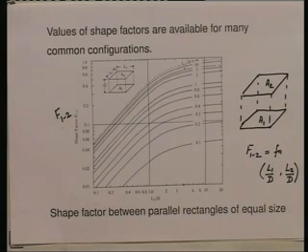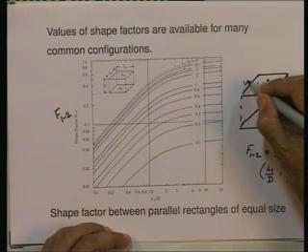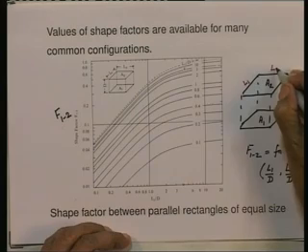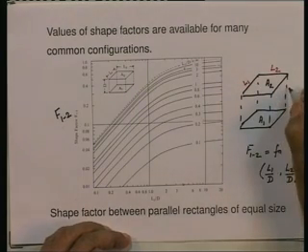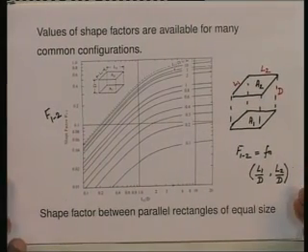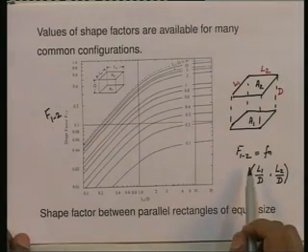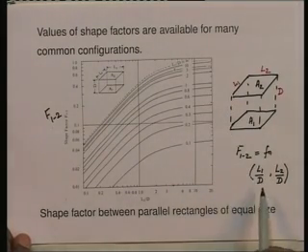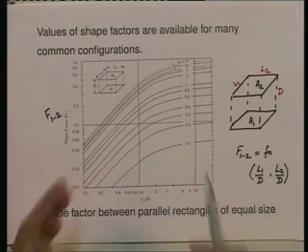Okay. L1 and L2 are the sides of the rectangles, this is L1 and this is L2, and d is the distance between the two rectangles. Got it? So, the shape factor f1 to 2 is given as a function of L1 by d and L2 by d. That is what we have in this graph.